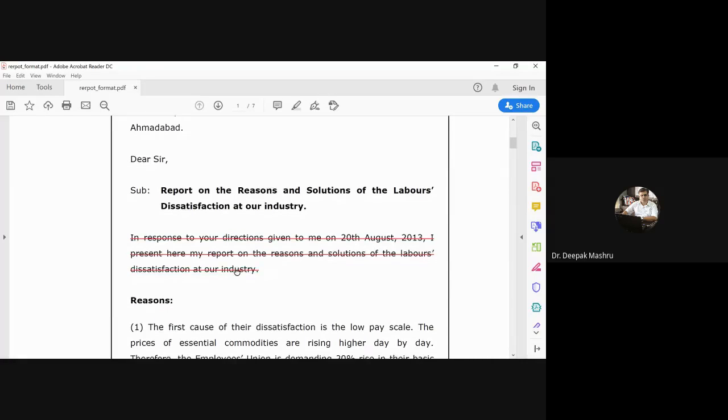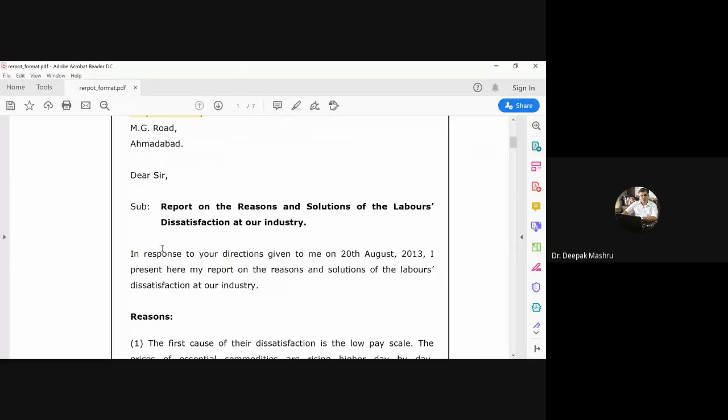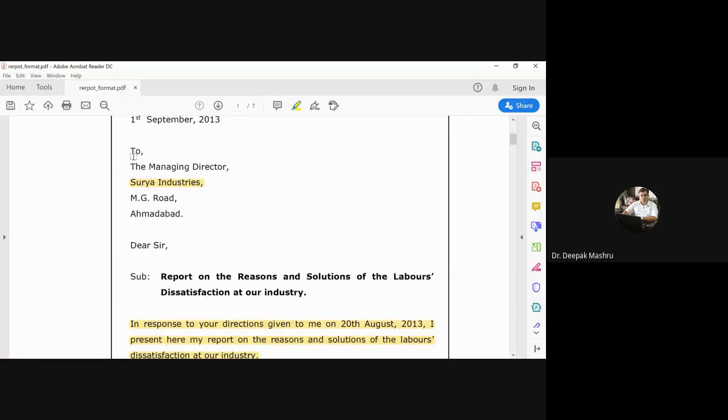Because it is not you who initiated this, right? The task has been given to you, so you need to mention that first: in response to your directions given to me, with reference to your letter, with reference to your email, you need to mention it like that. On 20th of August you receive the instruction, and on 1 September you mention it. So this is technical, you need to understand this.